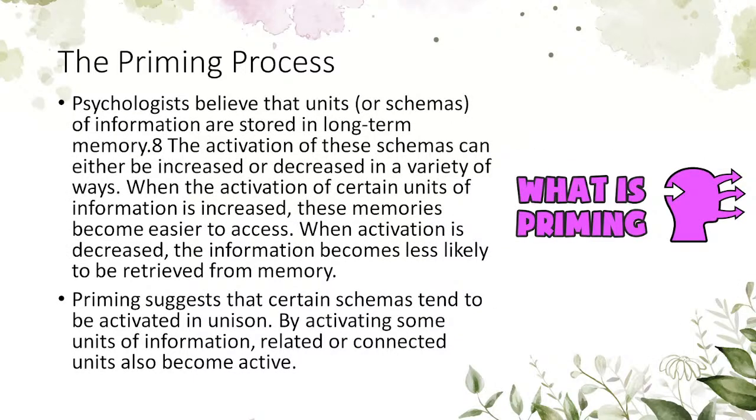As for the priming process, psychologists believe that units of information are stored in long-term memory. The activation of these can either be increased or decreased in a variety of ways. When the activation of certain units of information is increased, this memory becomes easier to access. When activation is decreased, the information becomes less likely to be retrieved from memory. Priming suggests that certain domains tend to be activated in unison. By activating some units of information, related or connected units also become active.